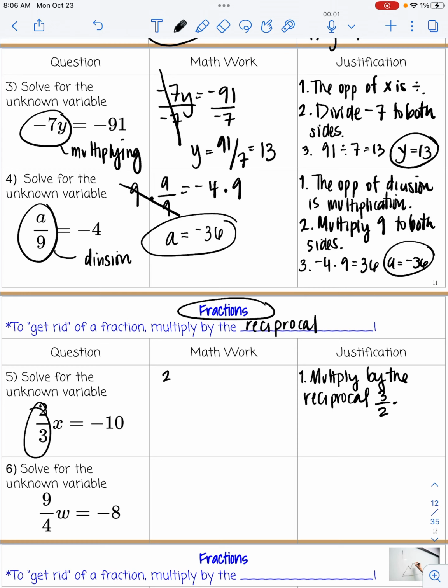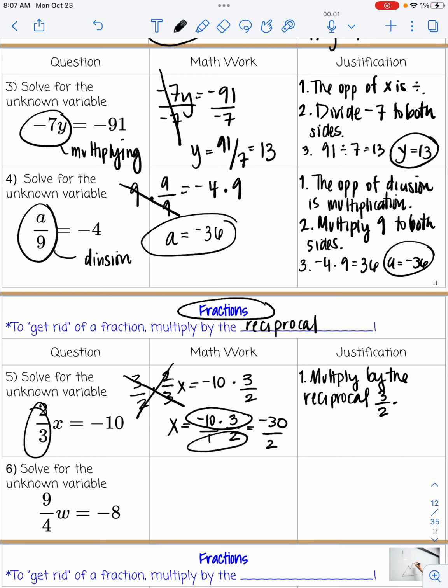So I'm going to multiply. First, I'm going to rewrite it. I'm going to multiply by 3/2 on both sides, and that's going to cancel this fraction. I have x equals -10 times 3/2. In order to multiply a fraction and a whole number, I can just add an imaginary 1 under. The -10 has an imaginary 1 under, and I'm going to multiply the top with the top. That's -30, and the bottom with the bottom, that's 2. And I can still simplify because -30 divided by 2 is -15.